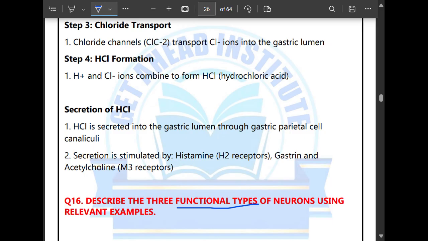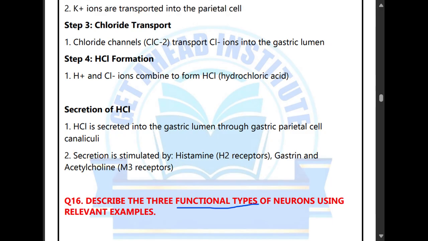We've also received someone who has used different terms, synonyms instead of the same word. Someone else has said afferent, efferent, and intermediate. So those are the three functional types of neurons that they want you to describe in this particular question.